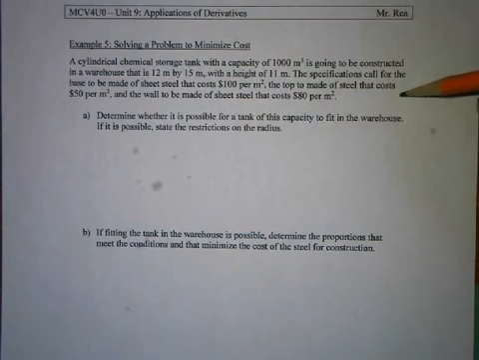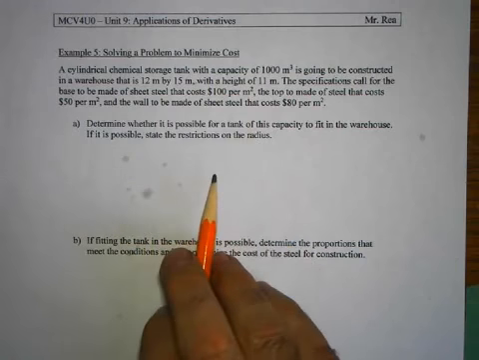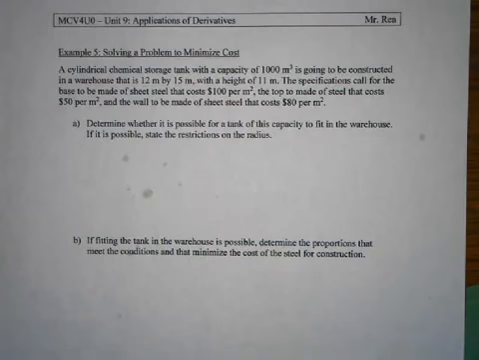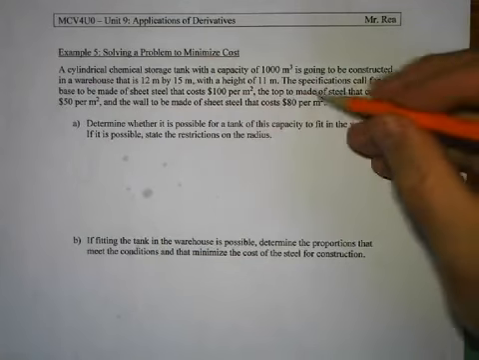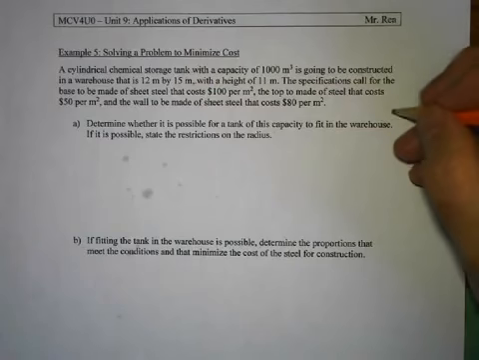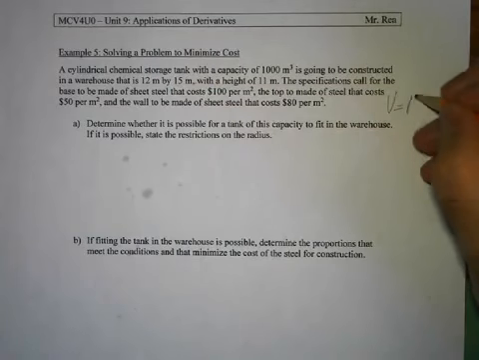So the first part is just to see if this is possible based on the restriction of the warehouse, and that you have to be able to store this tank. Determine whether it's possible for a tank of this capacity to fit in the warehouse. If it is possible, state the restriction on the radius. So this is the radius of the cylindrical tank. All right, the big formula we're going to use, volume of a cylinder, is V equals pi r squared h.